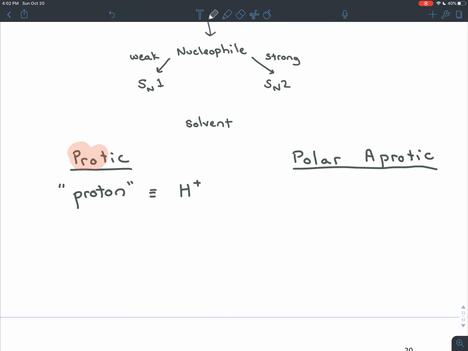A hydrogen atom is a proton with an electron going around it, and so sometimes the word proton is used synonymously with hydrogen. So protic solvents have a very electronegative atom. This En here is just standing for electronegative, like nitrogen, oxygen, fluorine, chlorine, bromine, iodine, etc., bonded to hydrogen.